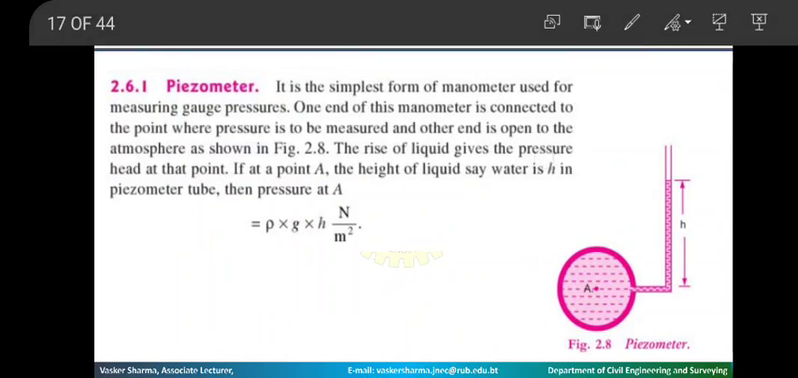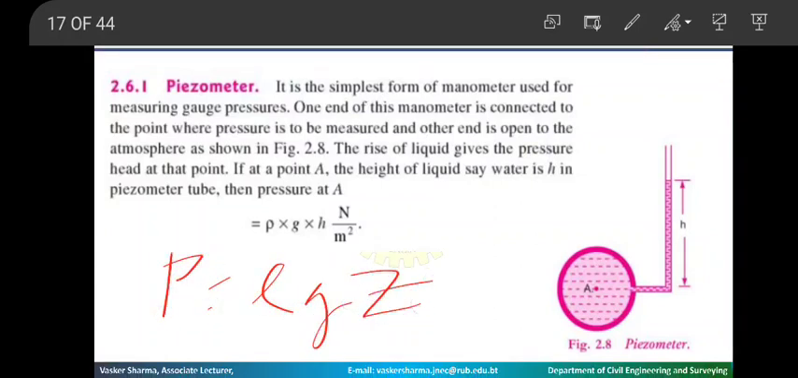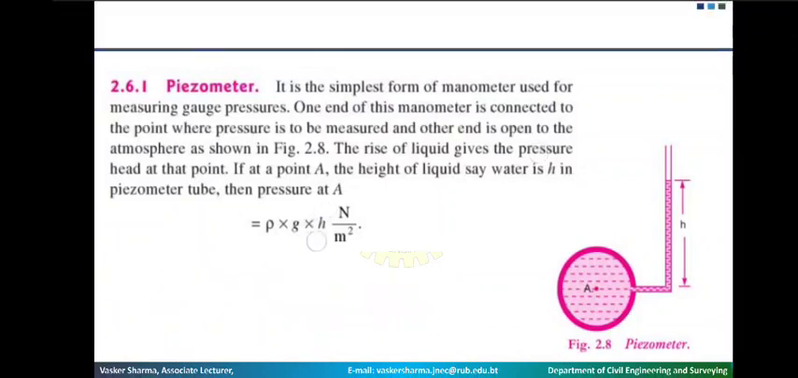So the first one is the piezometer. In a piezometer, how do you measure the pressure? As I told you, the general rule is pressure is equal to rho g times z. Sometimes z is replaced with h also. So you can see here rho g h, in Newton per meter square. That is pressure. So this is a simple piezometer.